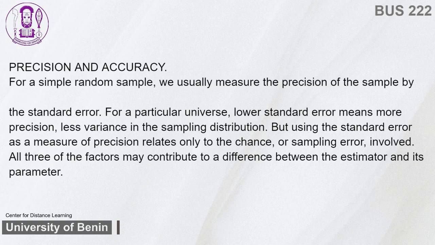Precision and accuracy. For a simple random sample, we usually measure the precision of the sample by the standard error. For a particular universe, the lower standard error means more precision, less variance in the sampling distribution. But using the standard error as a measure of precision relates only to the chance, or sampling error, involved. All three of the factors may contribute to a difference between the estimator and its parameter.